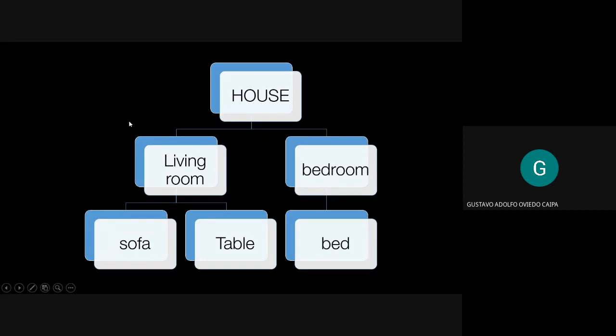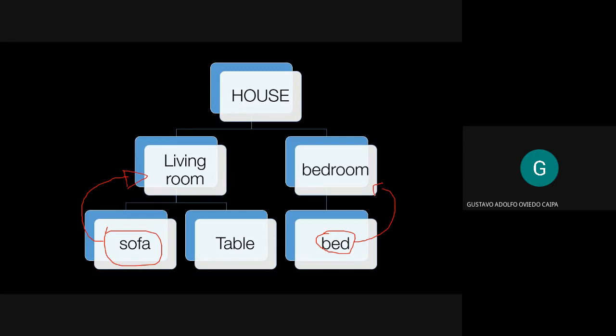All right, so the relationship of meronymy is the relationship between the part and the whole. So for example, sofa is in a relationship with living room, because it is a part of the living room. And bed is in a relationship with bedroom because it is a part of the bedroom.